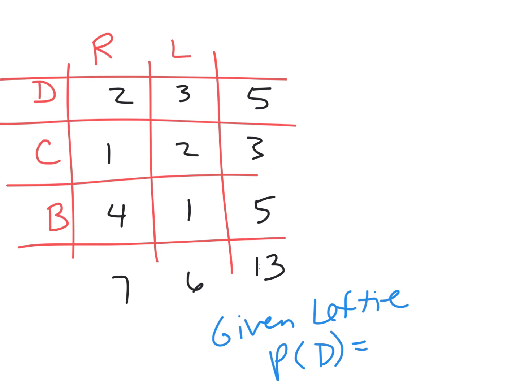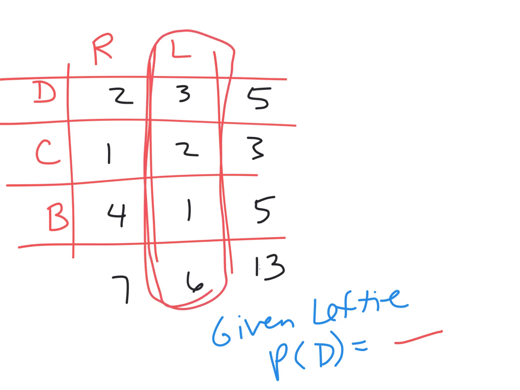But Mr. Server, I don't understand why it's not out of 13. Because you could only talk to lefties. So all of a sudden, this is the only thing that matters. So what's it out of? 6. That's what's possible. Only those 6 people were asked. Then what's the probability of dog? The ones we wanted? Those 3. So it's 3 out of 6, 1/2, 0.5.